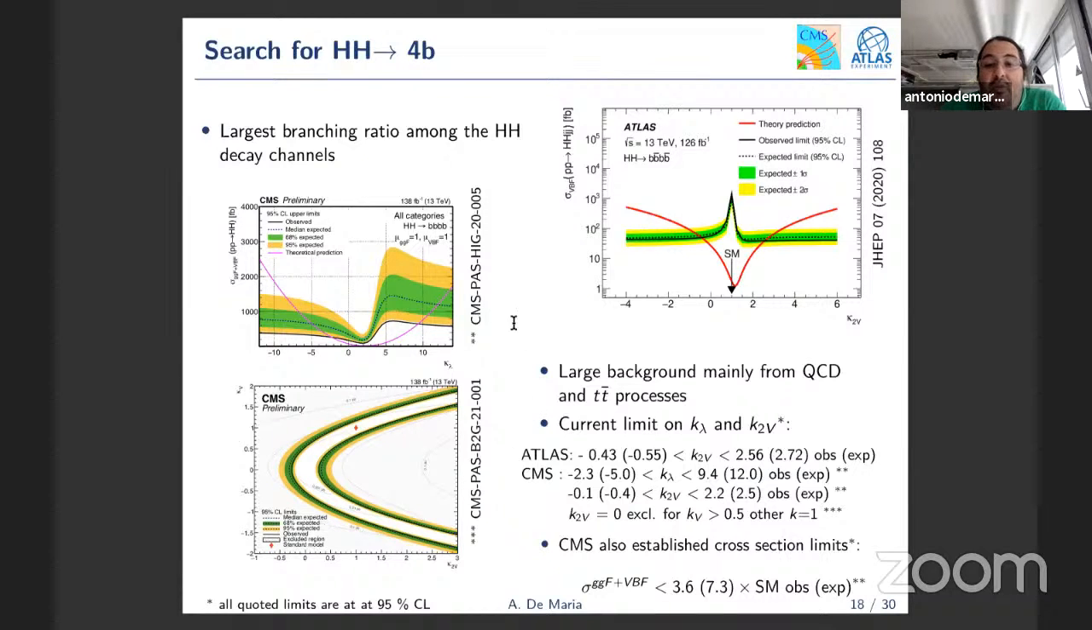It is worth mentioning that from CMS we have two different analyses targeting the 4b final state. The first one searches for resolved jets, while the second one is in the boosted regime, where we can no longer resolve single jets but go to so-called large-R jets. CMS has also established limits on the cross-section, which is 3.6 times the standard model observed, compared to 7.3 expected.